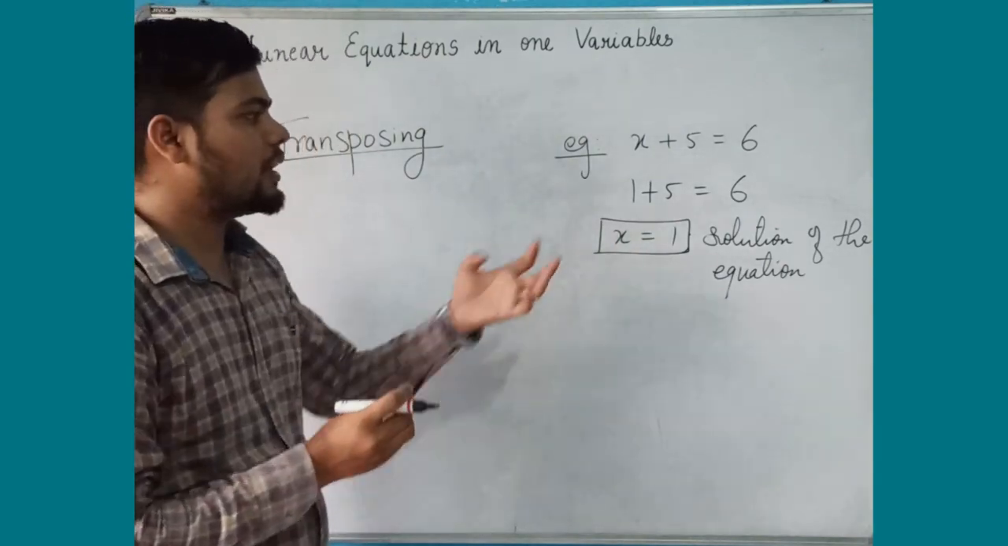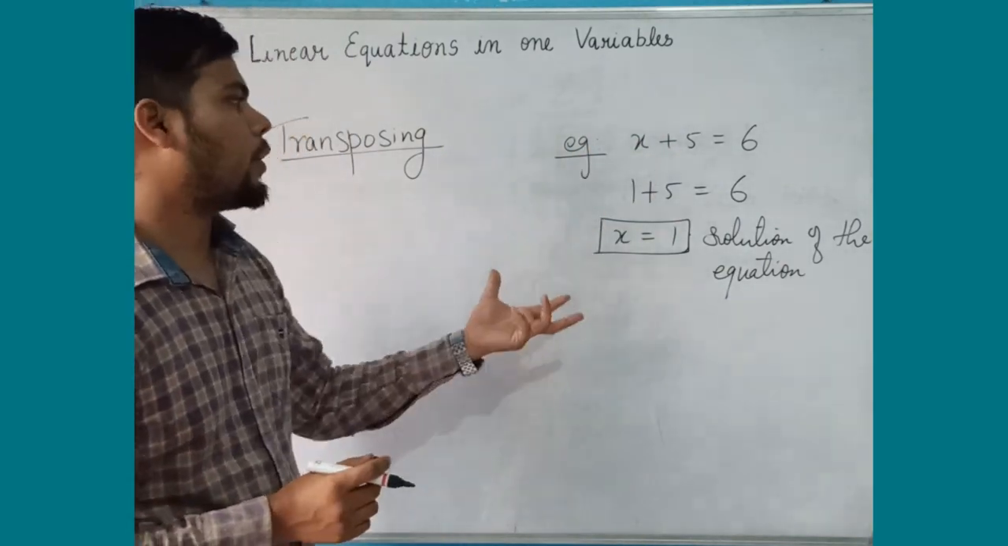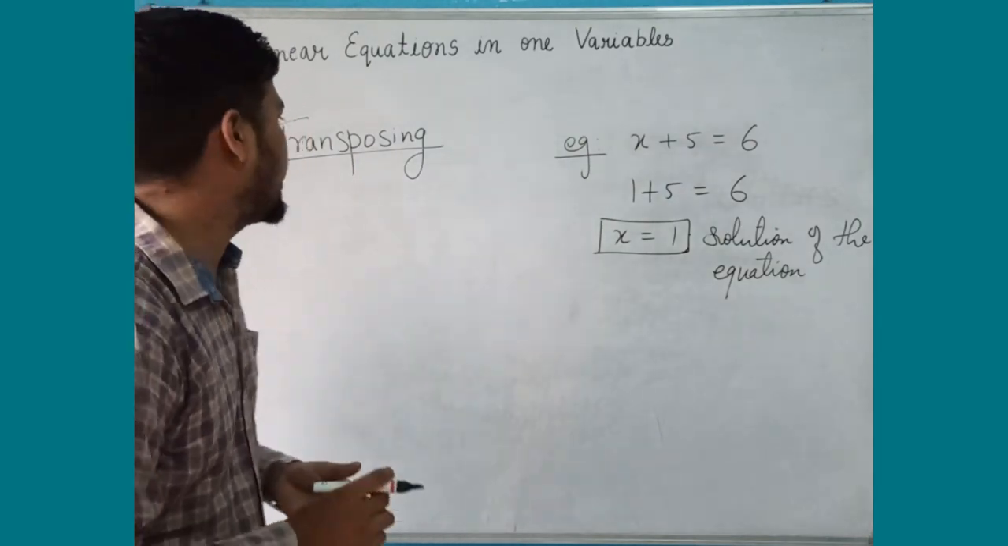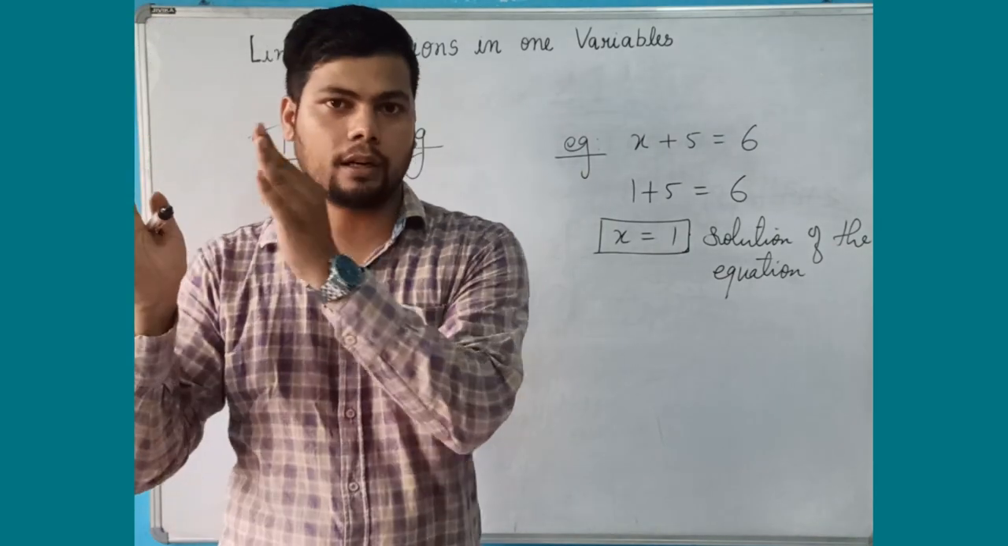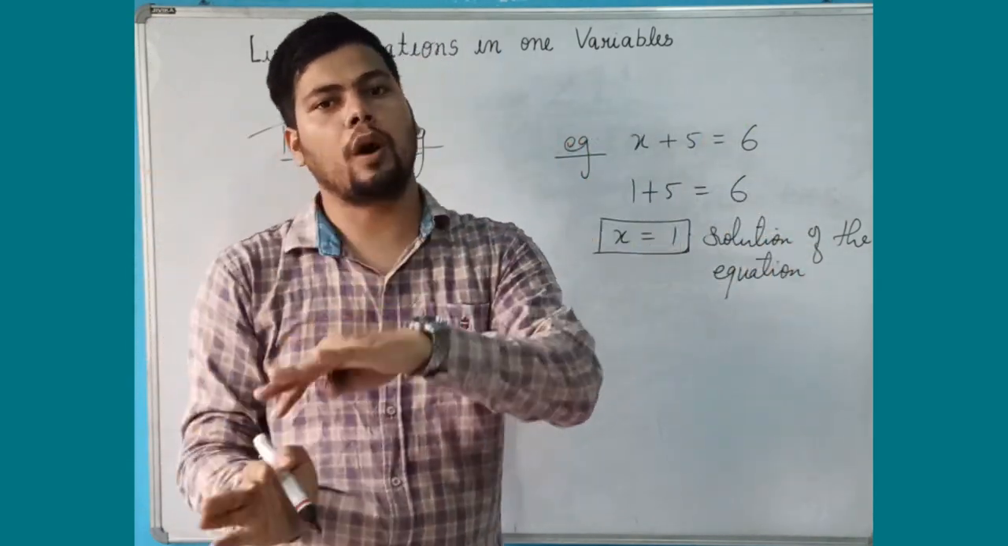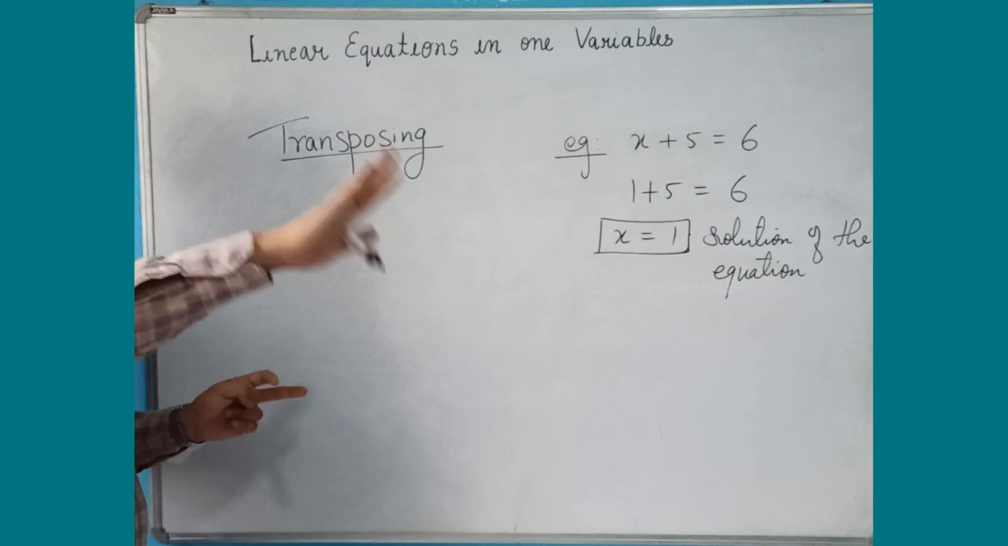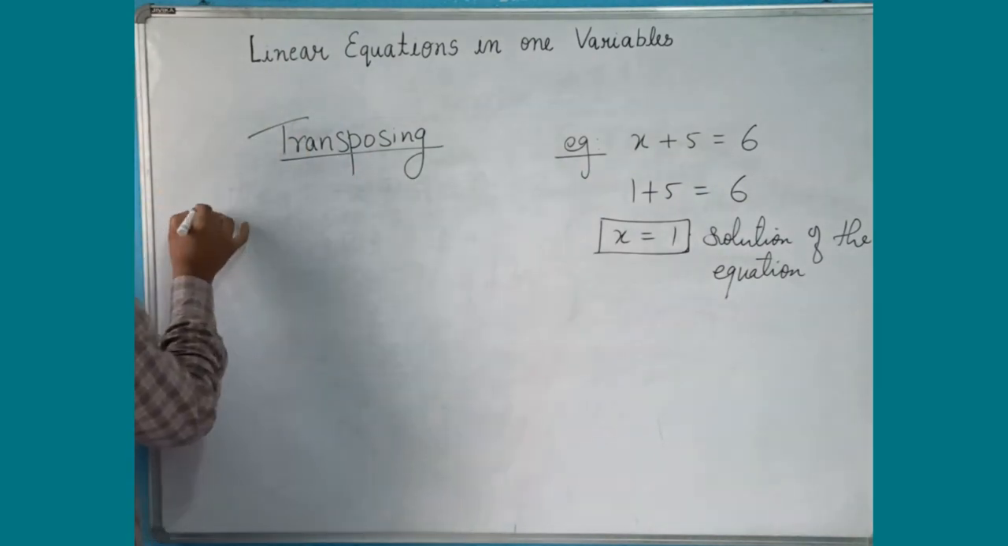So for smaller numbers it's very easy for us to do, but what happens when the numbers become a little bit complicated or bigger? We use a method called as transposing. In transposing, we send a number from LHS to RHS or vice versa. We can also send it from RHS to LHS. Let's look at this here.